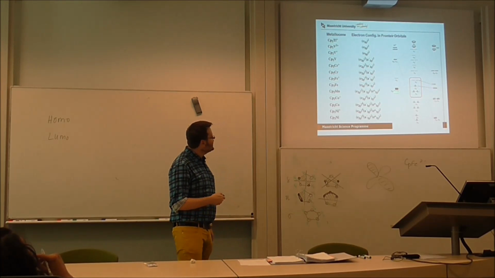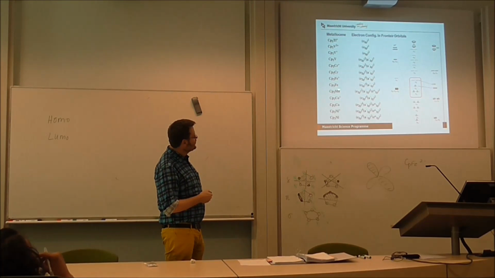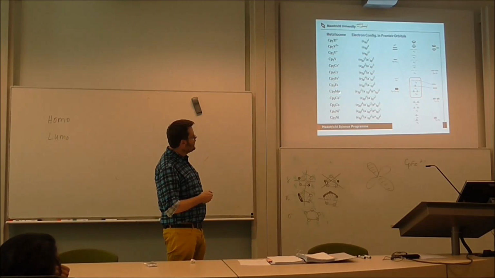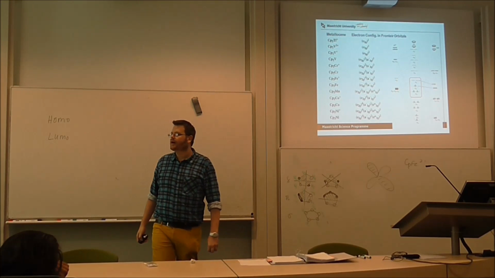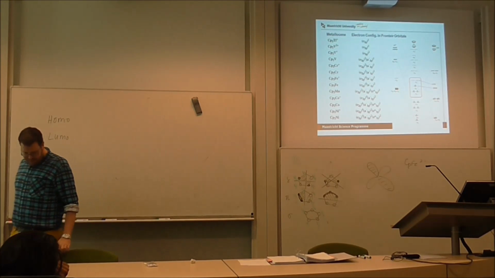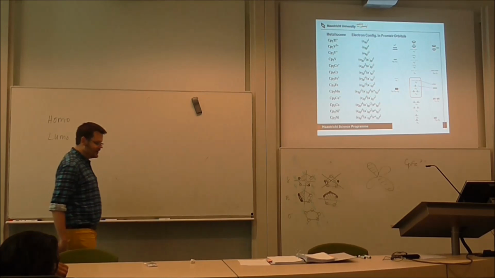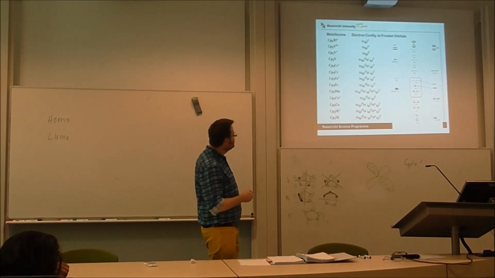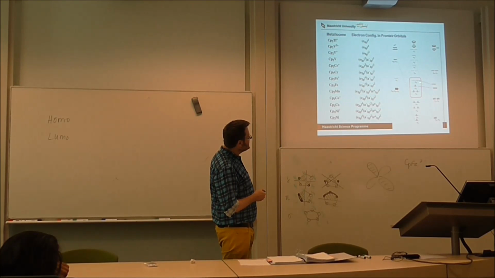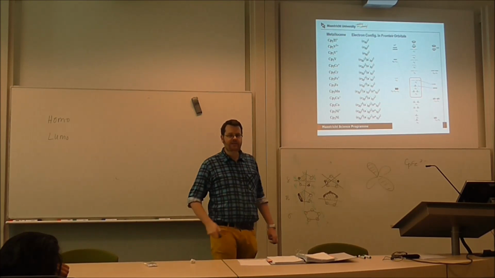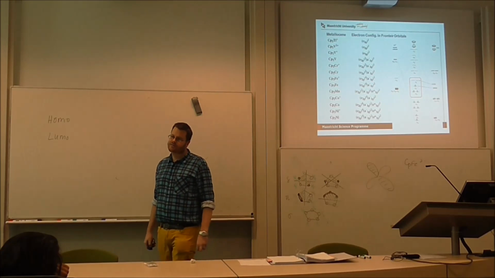But the moment we populate antibonding orbitals, for example here Cp2 manganese, we've got 2 electrons in the antibonding orbital. It's going to be certainly more reactive than ferrocene, and so on. Cp2 nickel plus is going to be more stable than Cp2 nickel because I've depopulated the antibonding orbital.